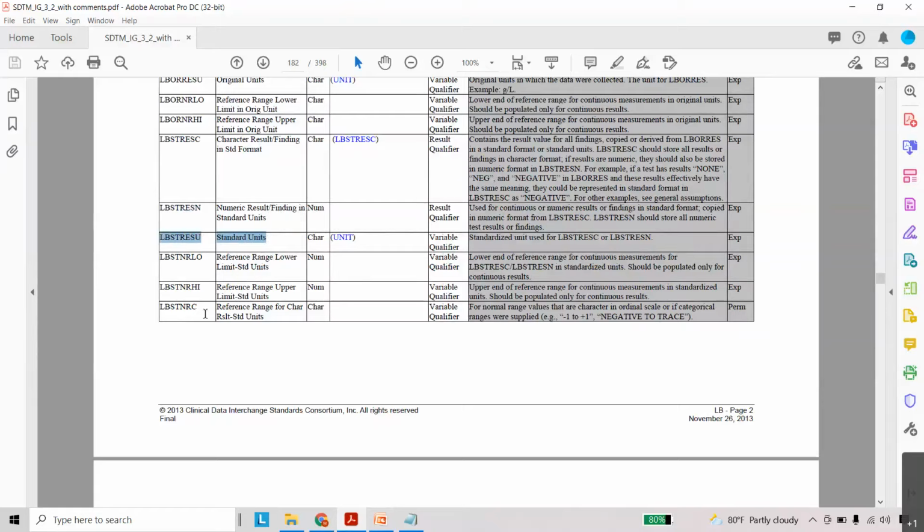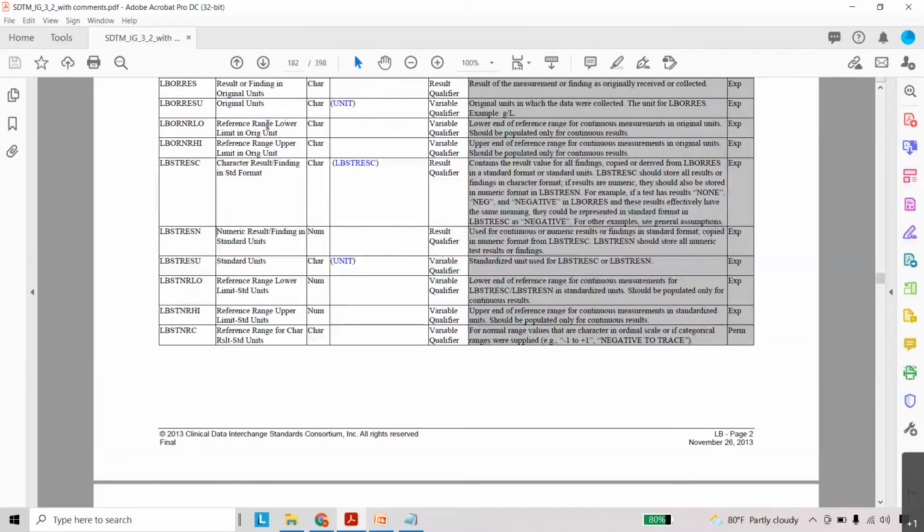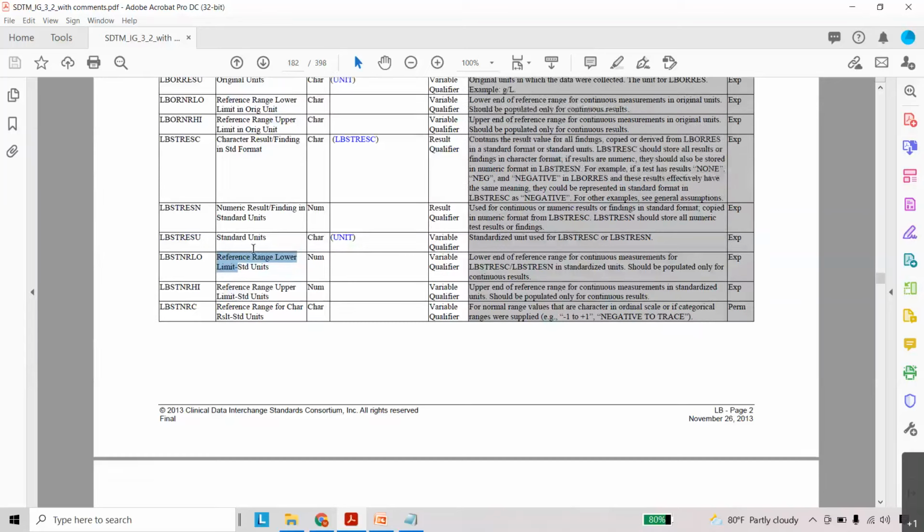Next one we have is LBSTNRLO and LBSTNRHI. Means, as we discussed earlier for the reference range lower limits, here are the reference range limits in the standard units, because if the original results units are different from the standard results units, there is definitely a change in the lower limit and higher limit per particular test. And all these are expected variables, and these are required to cross check, and if there is an issue, it requires attention from the team.